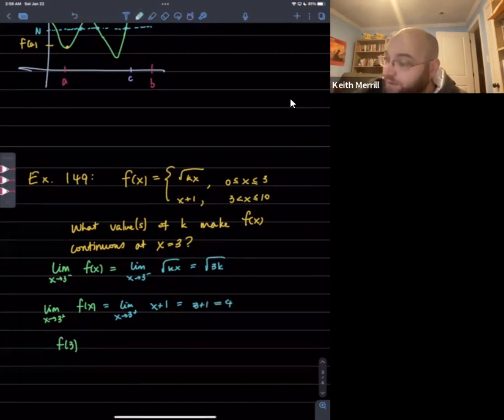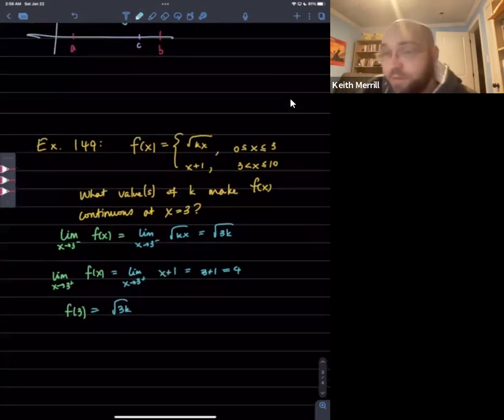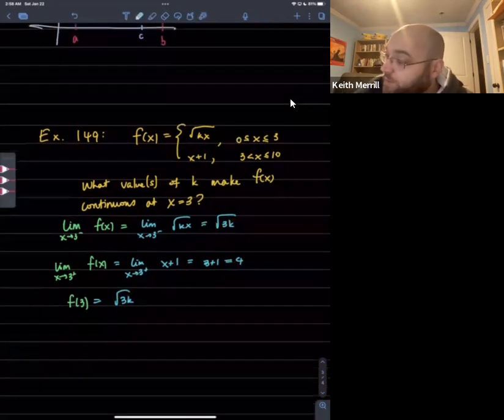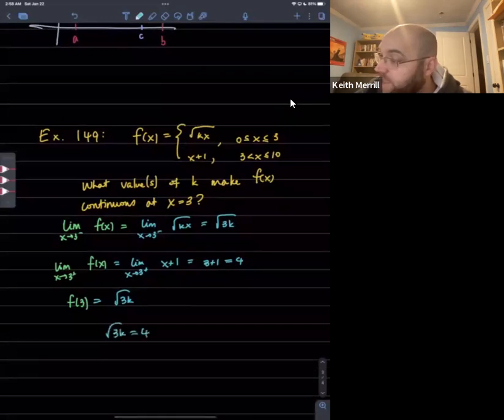Similarly, to figure out what f of 3 equals, we just have to look at which branch includes the less than or equal. Notice this one has the equal, this one does not. So we want to plug into the top branch, and we get root 3k. In order for the function to be continuous, I need all 3 of these numbers to be equal. Clearly, root 3k is equal to root 3k, so we're good there. But more importantly, it has to equal 4. So in order to be continuous, we need the square root of 3k to equal 4.